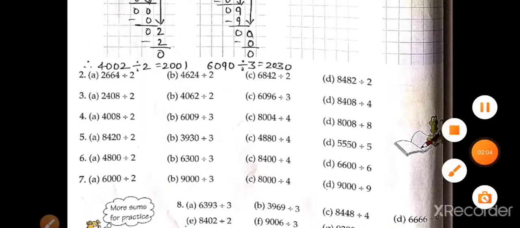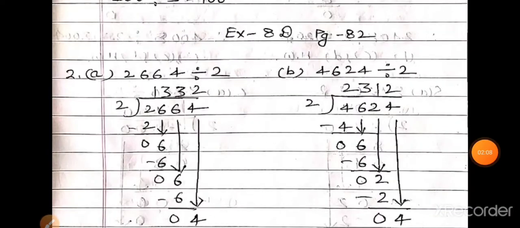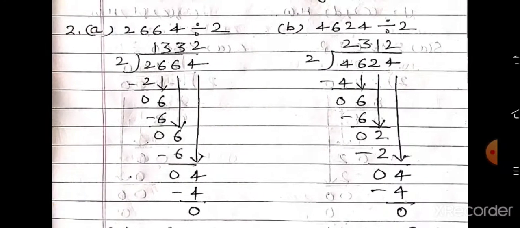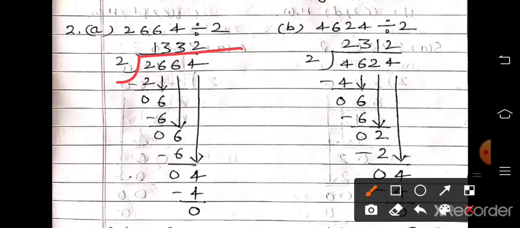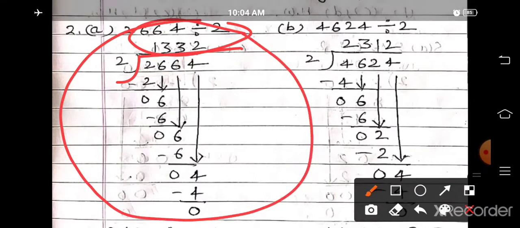Okay, now question number 2. For it, take out your notebook. Question number 2, A part: 2664 divided by 2. Okay, so write like this. First 2 1 ja 2, then 2 3 ja 6, again 2 3 ja 6, and last 2 2 ja 4. Okay, so like this you have to do.